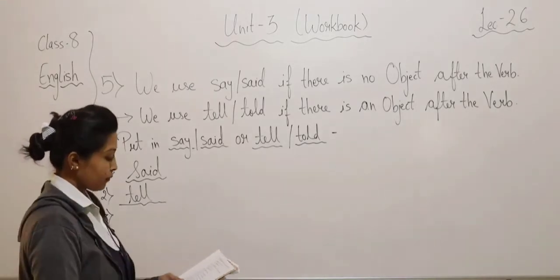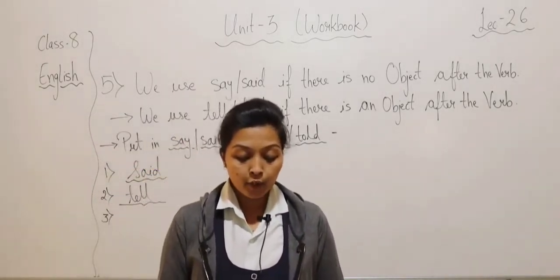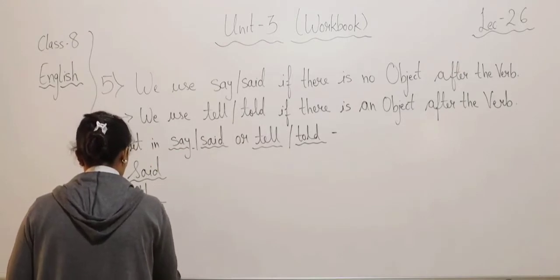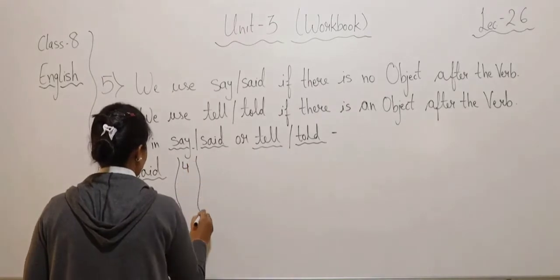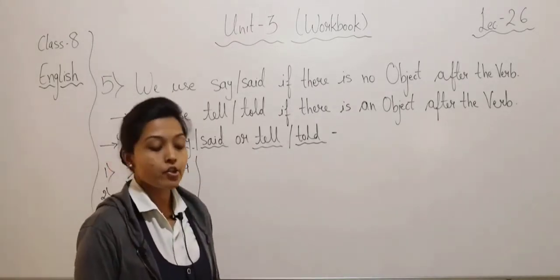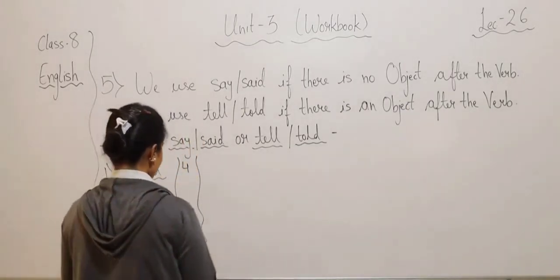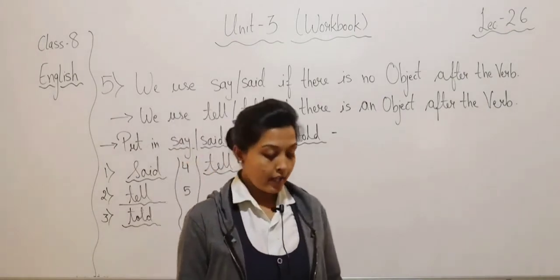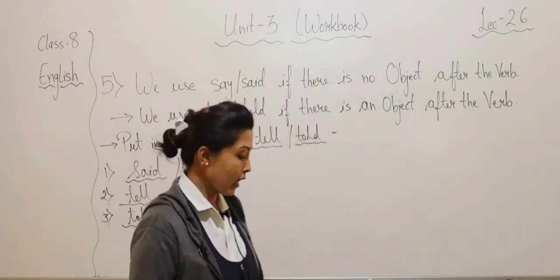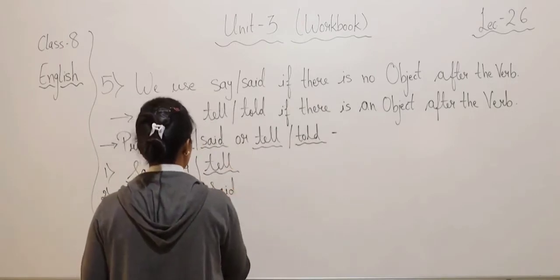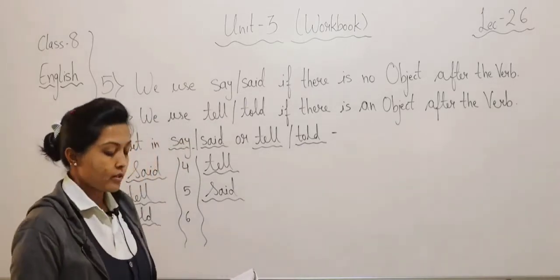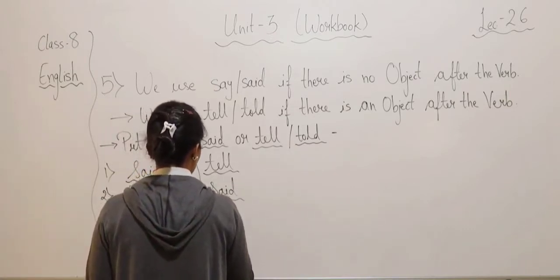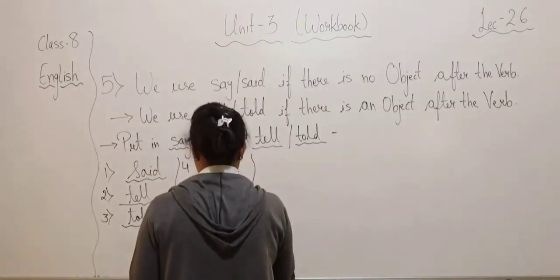Then 3, John told me that you were ill. John told me. Then next one, 4, I didn't tell your father anything. Then 5, Neha said that she was very busy. Then 6, Anu said that she didn't like Priya.